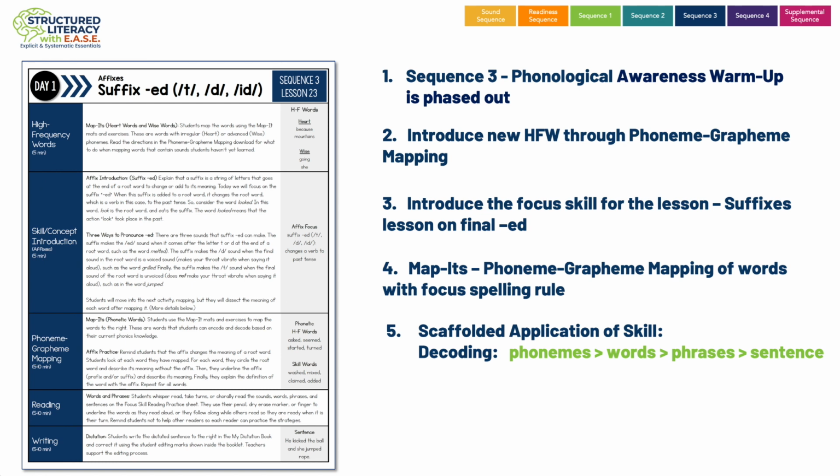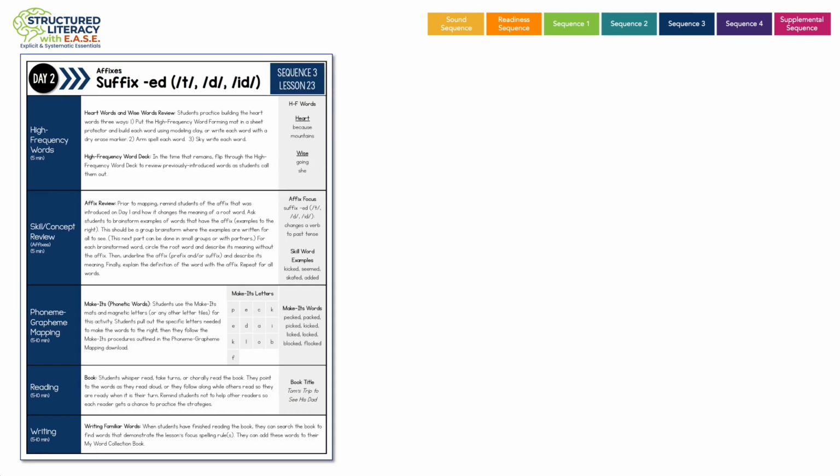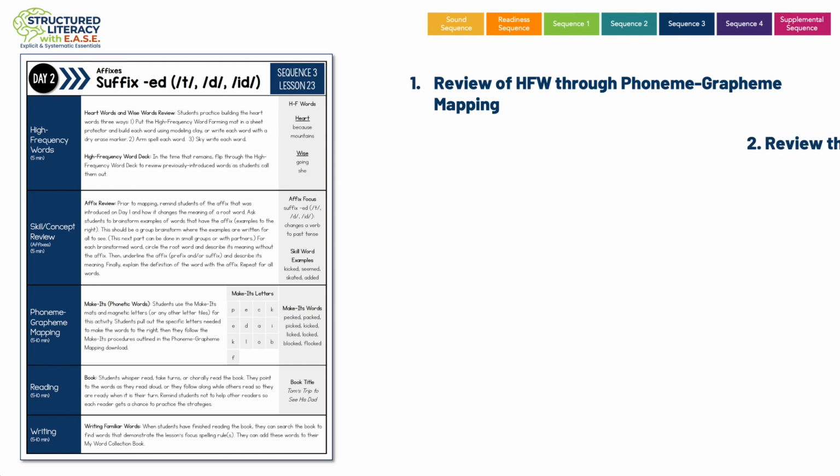And then, of course, we go into the application of the skill of encoding, where again we give the students a dictation sentence that has the direct skill that we just focused on, and they practice that encoding skill, because application is where mastery will come in. Then we move to day 2. Day 2 starts with a review of the high-frequency words through phoneme grapheme mapping that we introduced in day 1. Then, now that we're in day 2, we review that skill that we explicitly taught the day prior on the suffix ed.